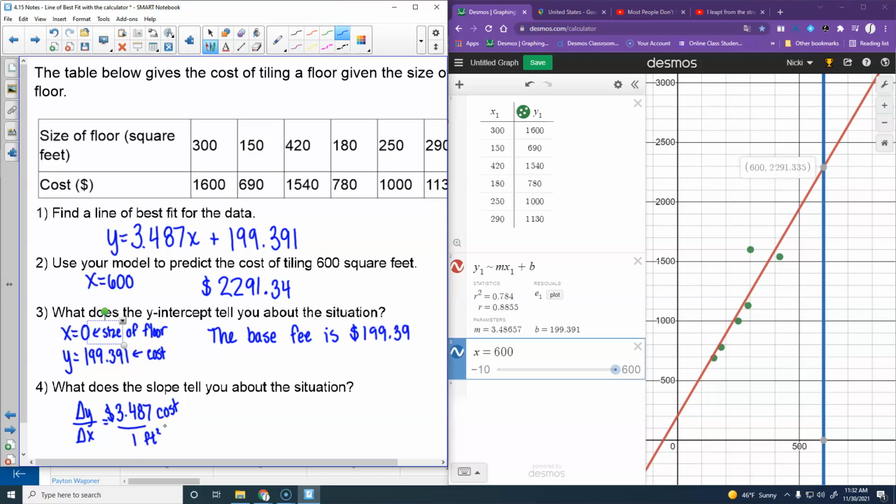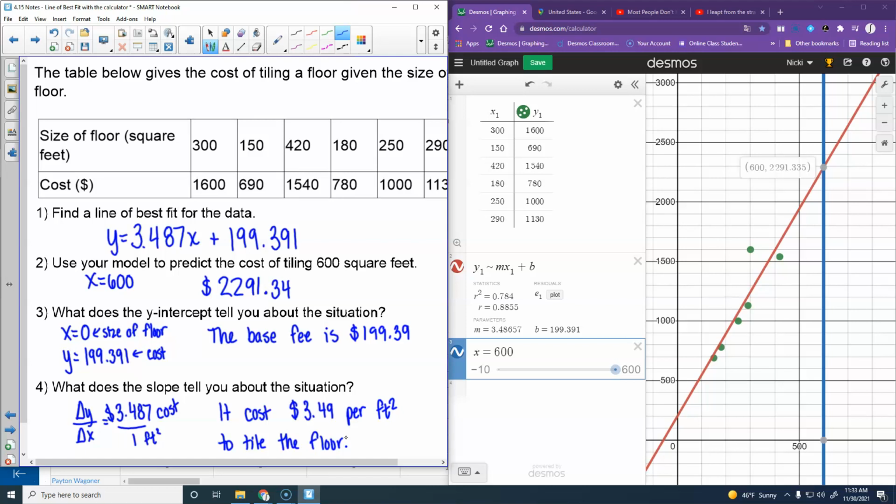Now, a slope gives us a rate of change, a rate that we're looking at here. So what could you tell me about this situation? Owen? It costs $3.49 per square foot. So this company is charging $3.49 for every square foot, right? And you can word it some different ways there.